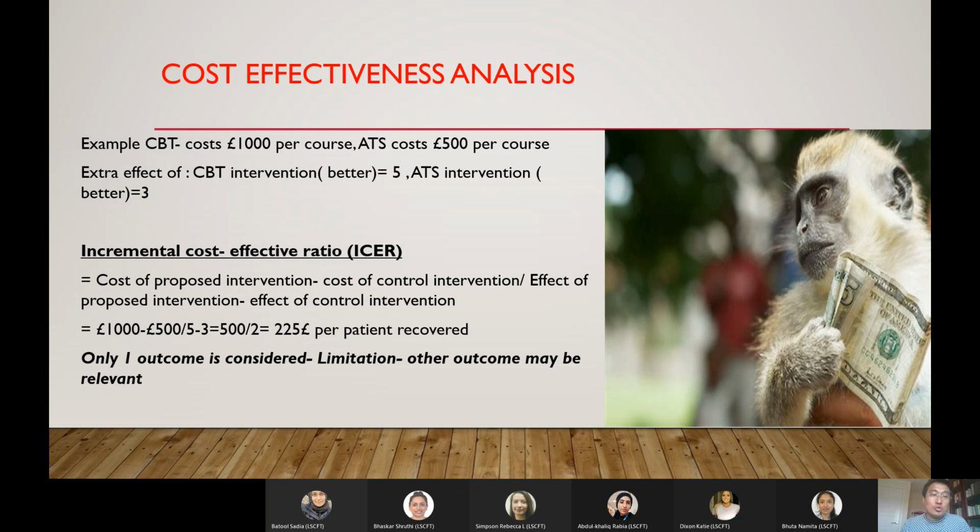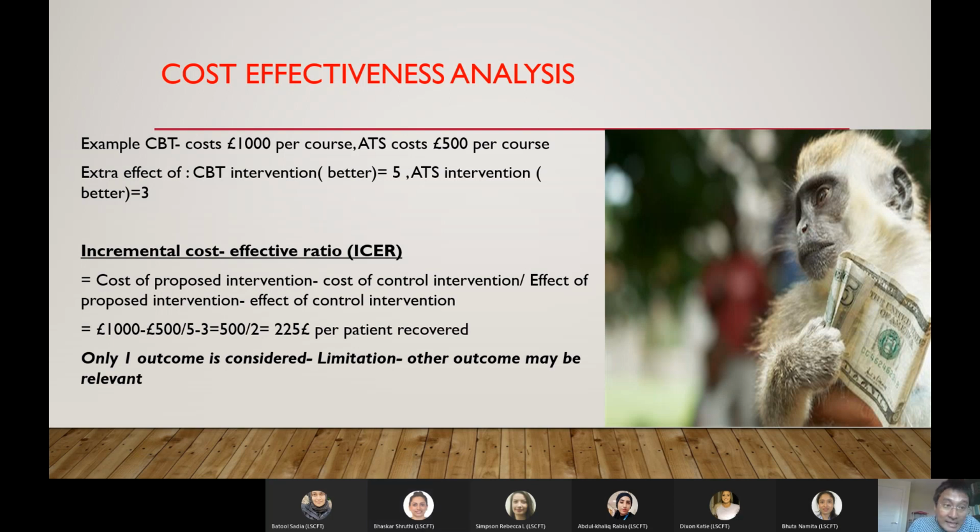So the formula of this one is, in the upper value, the money is always there. In the lower value, it's the effect. And for the two interventions, you just subtract. So is this clear? If someone asks about incremental cost, let us take an example. For CBT, it costs 1,000 per course. For ATS, it costs 5,000 per course.